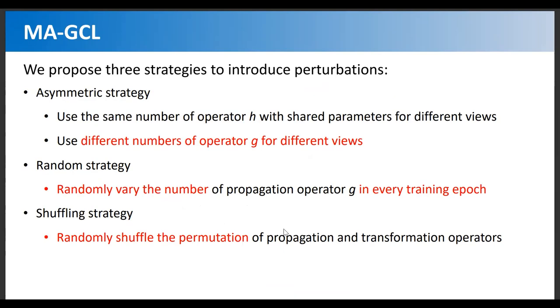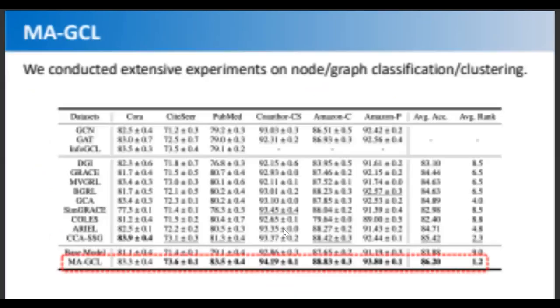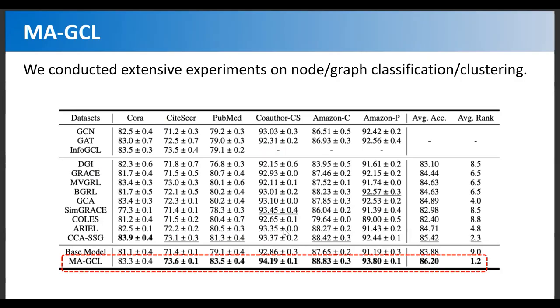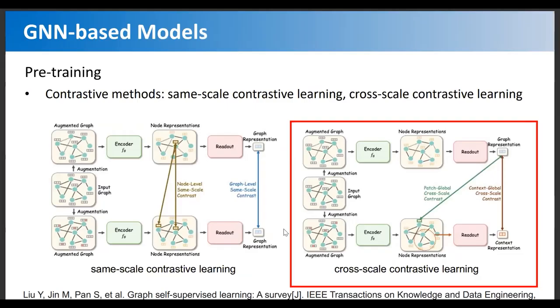Here are our strategies to introduce the perturbations. For example, in the first, the asymmetric strategy, we use a two-layer GCN to encode the first view and use another eight-layer GCN to encode the other view. We also have random and stochastic strategies to introduce extra randomness to the augmentation, and achieve much better performance in the relevant tasks.